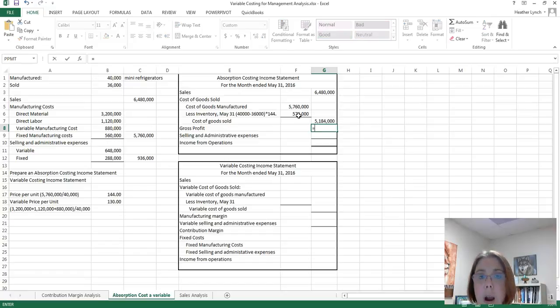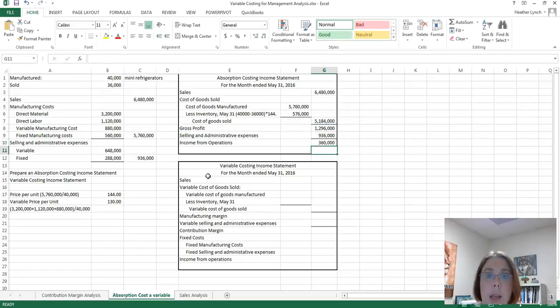Our gross profit is your sales minus your cost of goods sold. Okay. Selling and administrative absorption, we're taking into account for everything. So that's the 936,000. So then our income from operations is 360,000 using the absorption costing system. Let's see how that changes when we use the variable costing system.